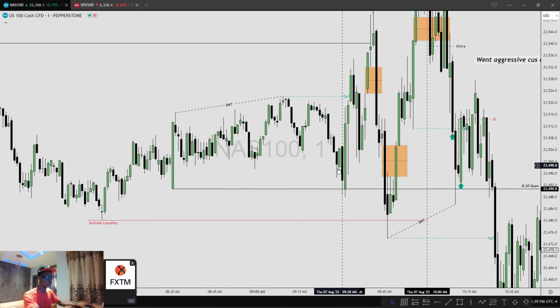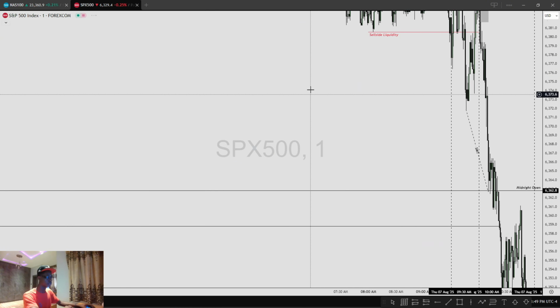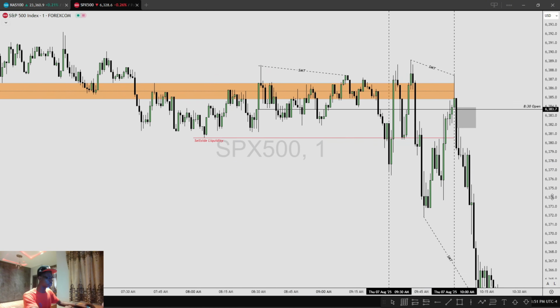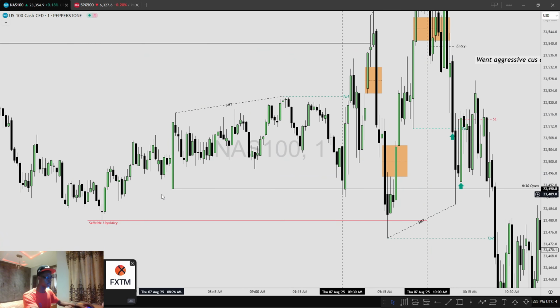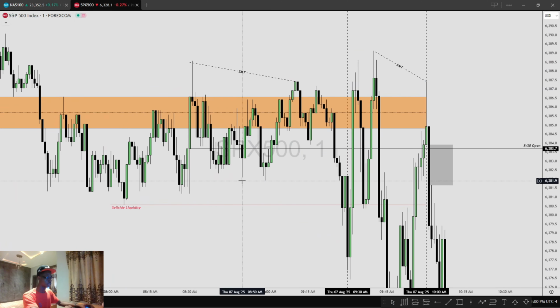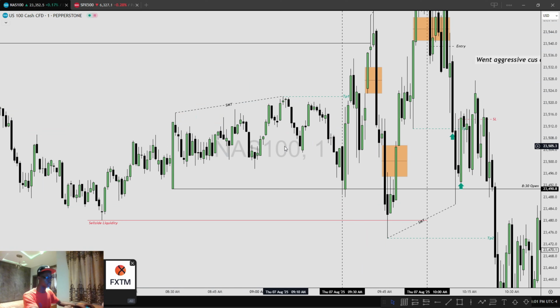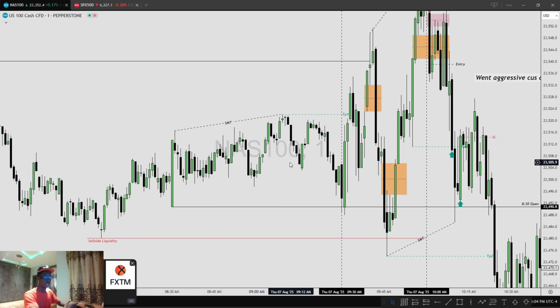At 9:30, the opening bell, price pushed down to the 8:30 open level right there. While the S&P 500, what do we see? At 9:30, price pushed all the way down to take out sell side. Now look, on the NASDAQ sell side, liquidity is still open, but on the S&P 500 it has been taken, right? So this is a bullish SMT for me. That's how I'm looking at the market.